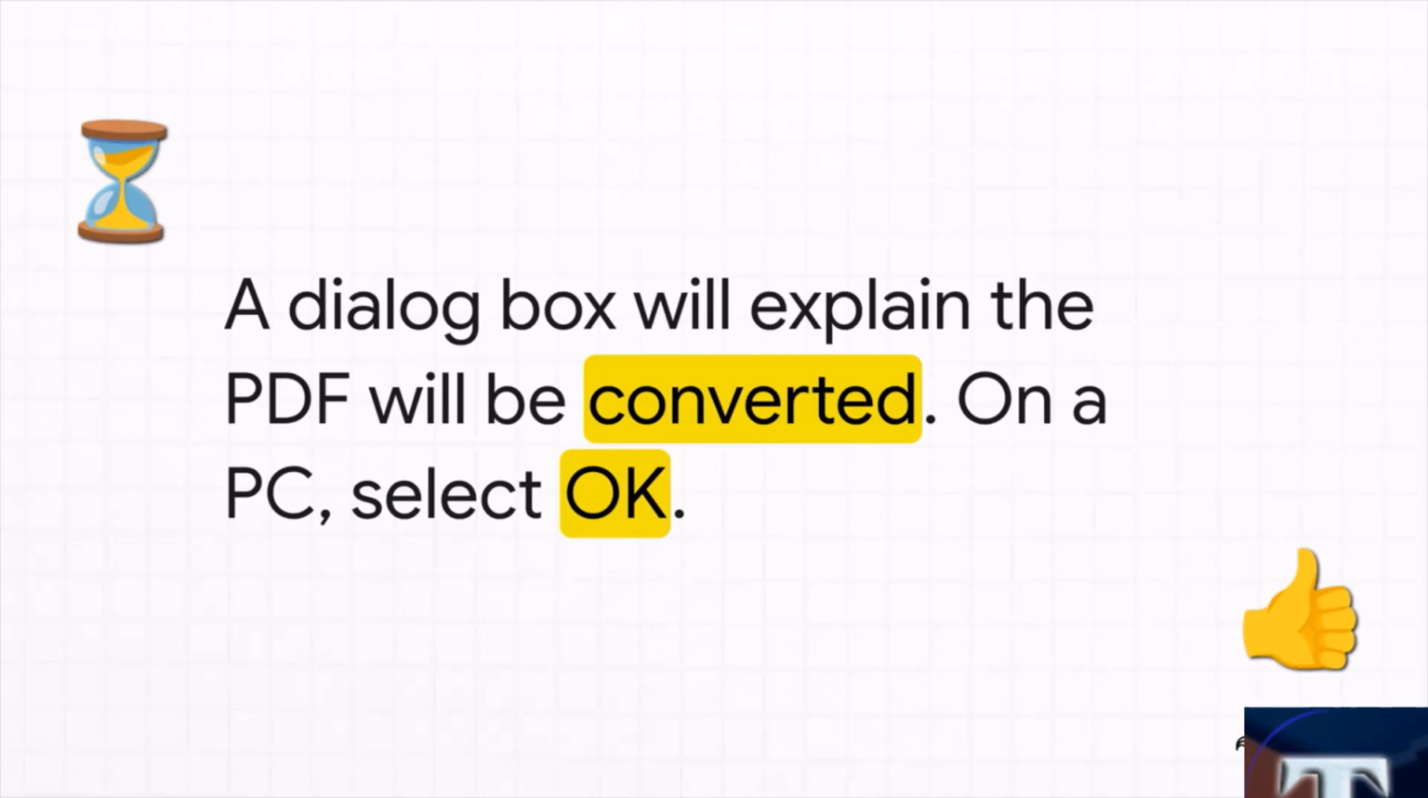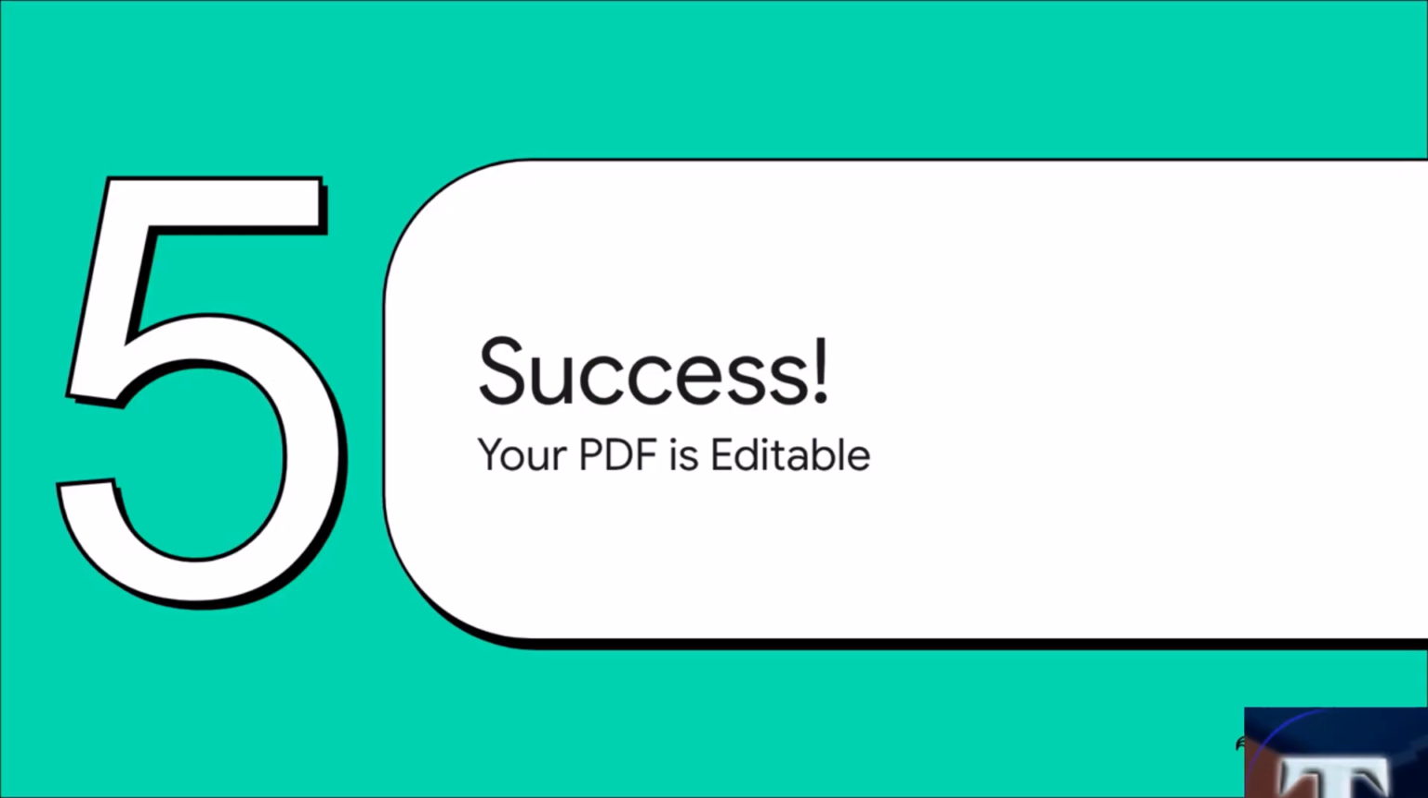You're almost there. Word is going to pop up a little final confirmation, just letting you know that it's about to convert the PDF. Just click OK if you're on a PC, and the magic happens. On a Mac, it's even easier. It just gets to work automatically. And that is it. Seriously, the process is complete. Your previously locked content is now free and ready to go.